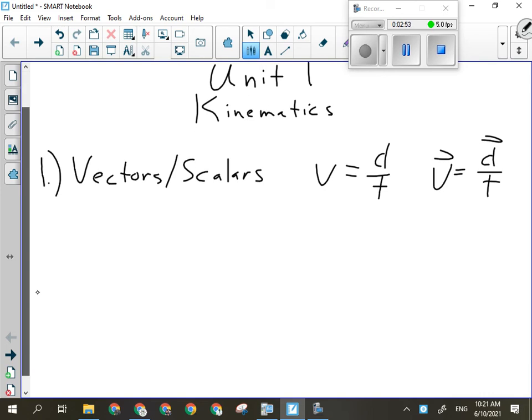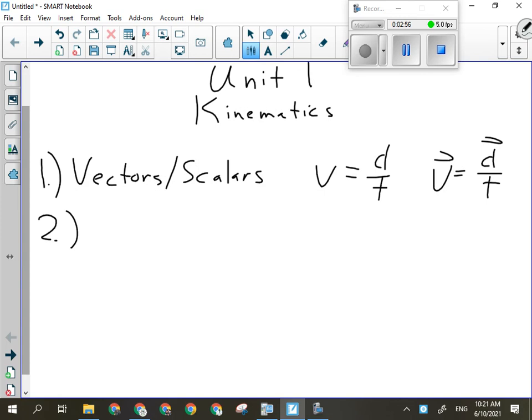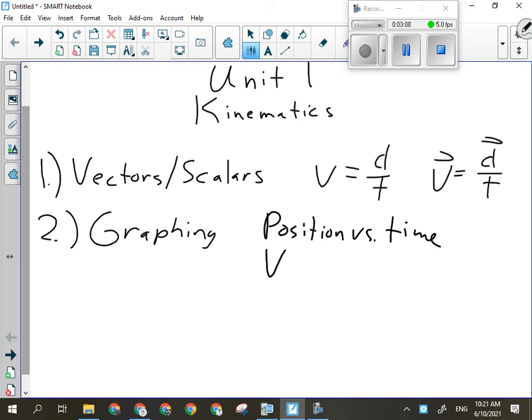Okay. All right, after vectors and scalars, we talked about graphing. Specifically, we talked about position versus time graphs and velocity versus time graphs. There are some multiple choice questions about graphing, and there's some written response questions about graphing. So make sure you review your graphing skills. Some of it is interpretation and some of it is calculation.